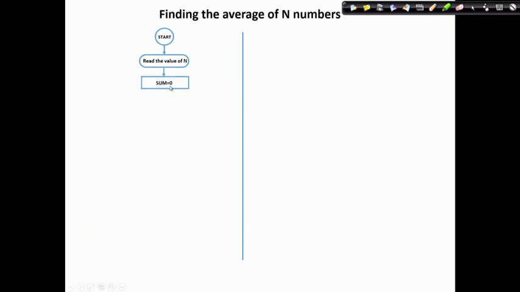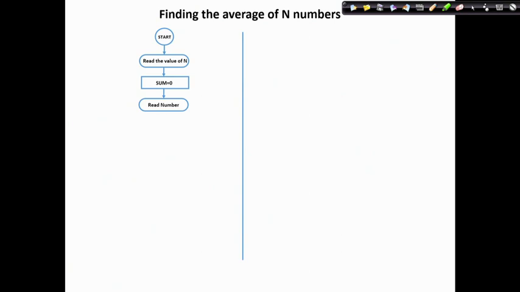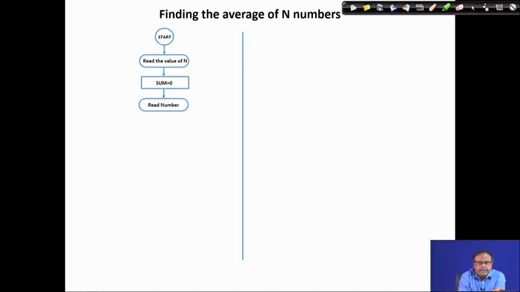Now, I am initializing the sum to 0. Again, just as before, I initialize the sum to 0 and then I read. Now, you see here I have written read number. I have not written read number 1. Earlier, since I had to only do number 1, 2 and 3, there I wrote down number 1, number 2, number 3. Here I am just writing read number, because I do not know how many numbers I will be reading.